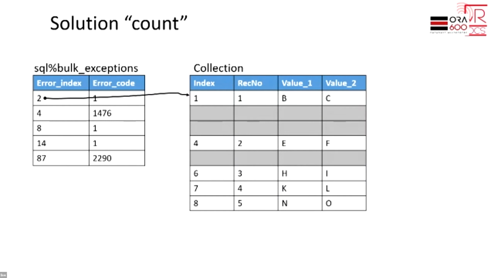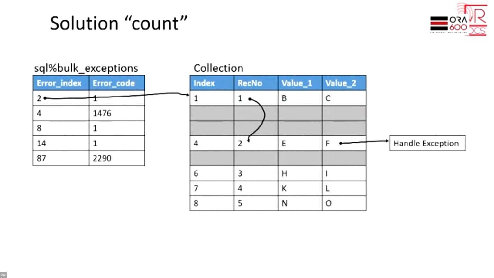It says error index 2. That means the second record. You go into your collection. You start at the first record. Your count is 1. Is the count equal to error index? No, it isn't. So we go to next, raise your count. Is count equal to 2? Yes, it is. So this is the one that caused the error.